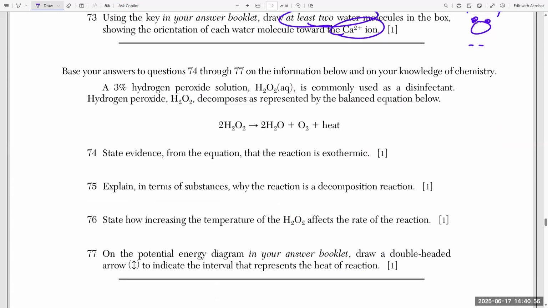3% hydrogen peroxide solution, H2O2, is commonly used as a disinfectant. Hydrogen peroxide decomposes as below.